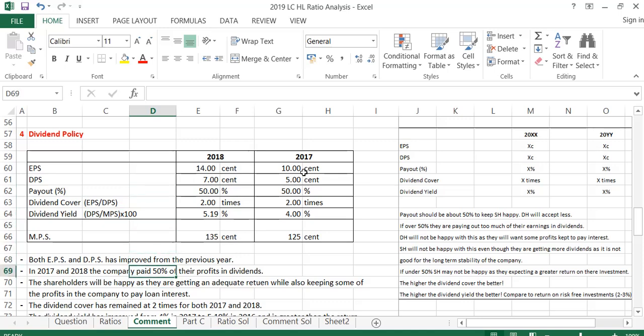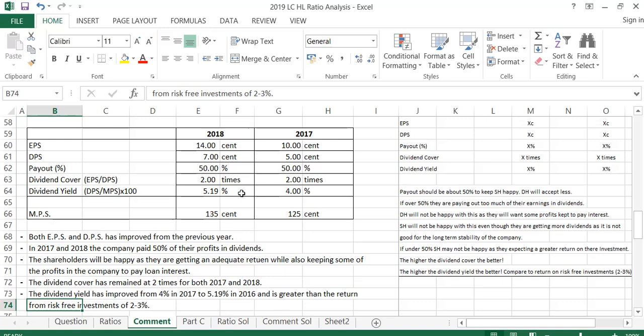Okay, so the comment on this: both earnings per share and dividend per share have improved from the previous year. So they've both gone up. In 2017 and 2018, the company paid 50% of their profits in dividends. The payout was 50%. The shareholders will be happy as they are getting an adequate return while also keeping some of the profits in the company to pay loan interest. So they're getting a return of 50%, which is good, but also some of the money is being kept in the company to pay loan interest and other expenses that need to be paid.